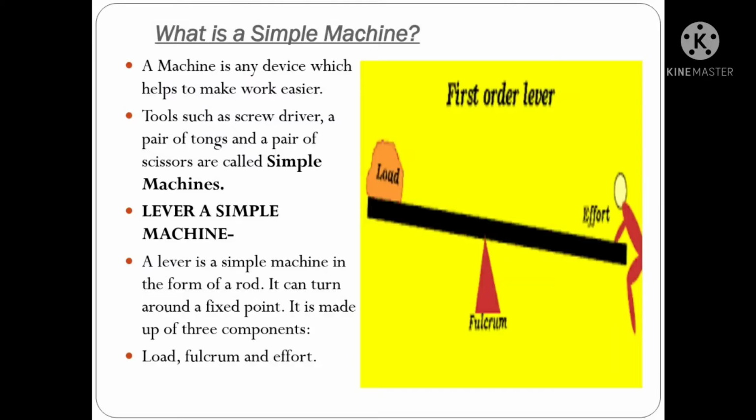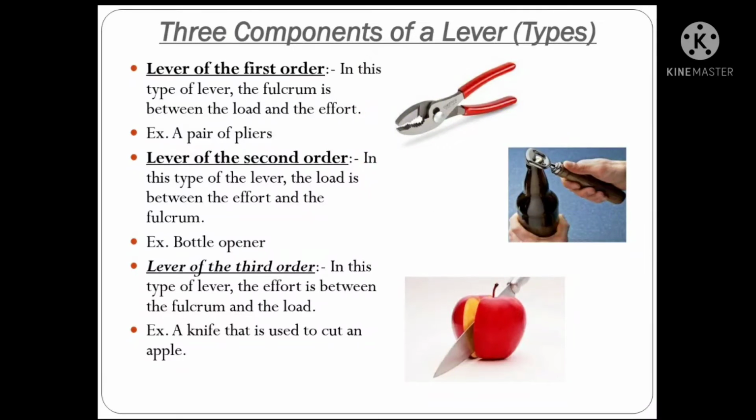Depending upon the position of these three components, levers are of three types. Lever of the first order. In this type of lever, the fulcrum is between the load and the effort. Example, a pair of pliers.